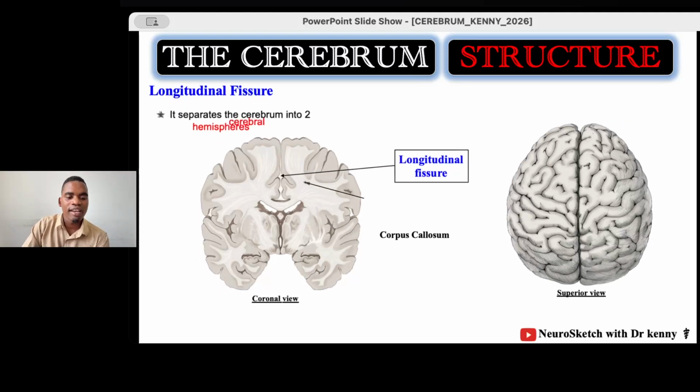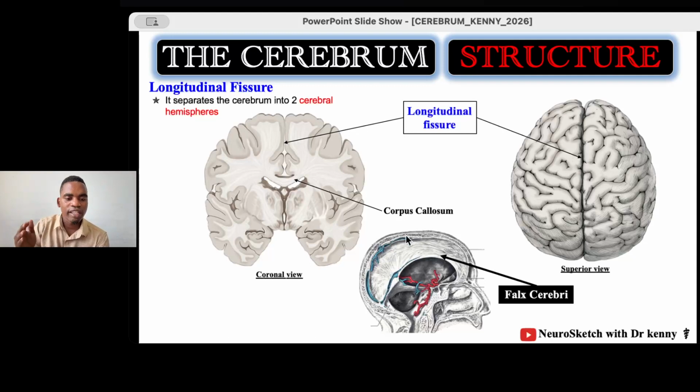It is longitudinal because it's going on the longitudinal axis of the body. But if you remember, we said the two cerebral hemispheres are separated by the falx cerebri. When we were doing the anatomy of the cranial cavity, we said the supratentorial compartment is divided by the falx cerebri into left and right compartments, and these compartments are occupied by the respective cerebral hemispheres. The left compartment is occupied by the left cerebral hemisphere, and the right compartment by the right cerebral hemisphere. Now this falx cerebri goes through the longitudinal fissure here.